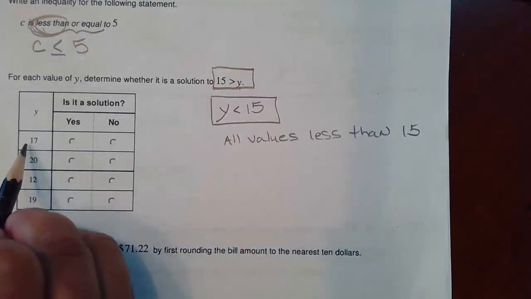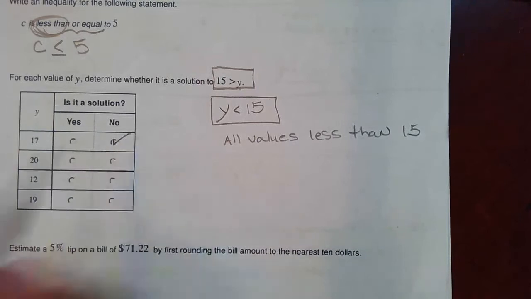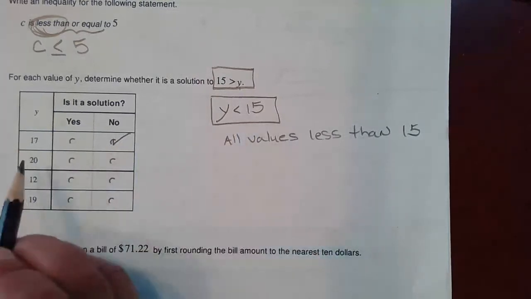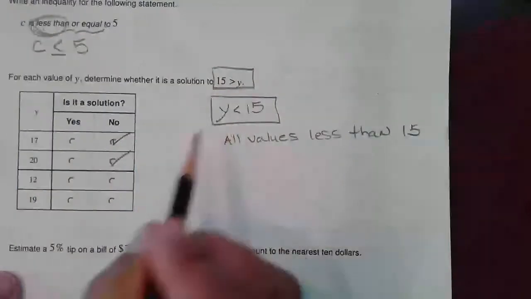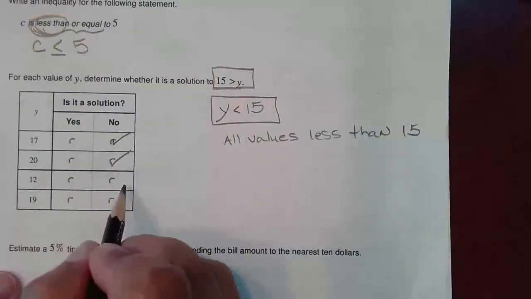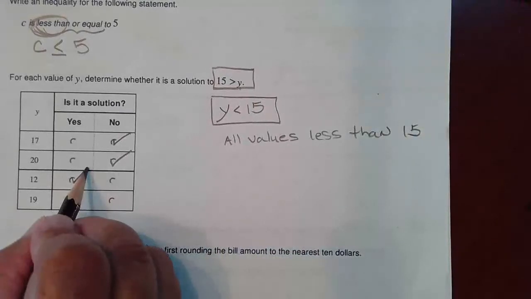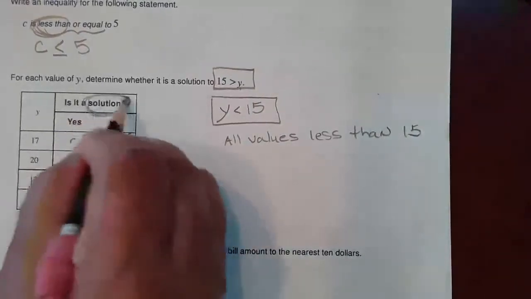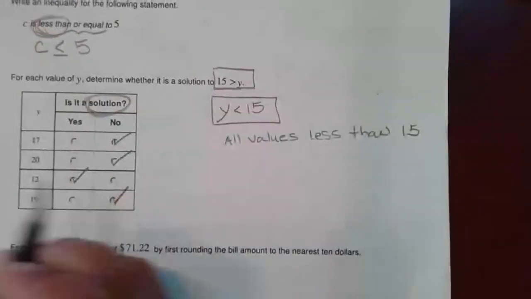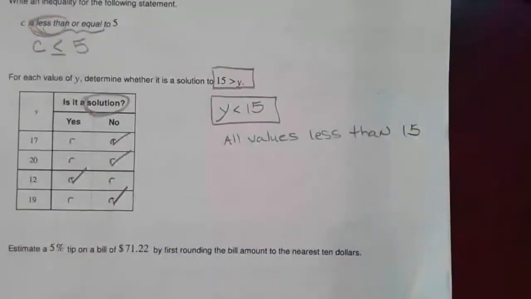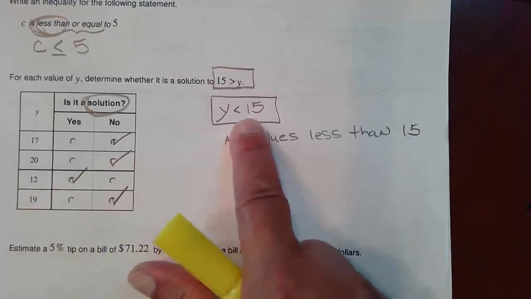So is 17 less than 15? No, it doesn't satisfy this. Is 20 less than 15? No, it doesn't satisfy this statement. Is 12 less than 15? Yes, that satisfies. So it is what we call a solution to this statement. Is 19 less than 15? No. So the only thing that's considered a solution is the number 12. And that's because, again, it's the only number that satisfies this statement right here.